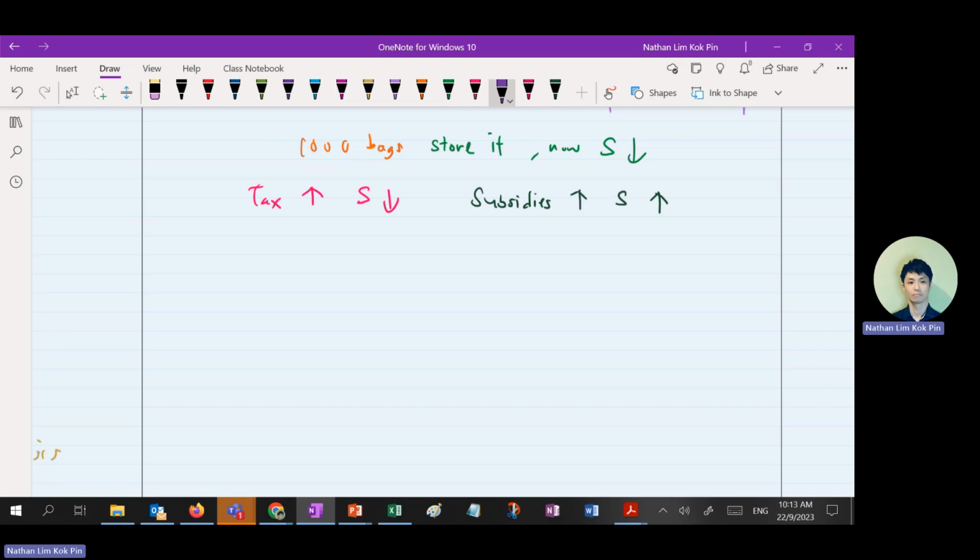However, having said that, sometimes our questions don't go like that. We will add one more word in front. Take note of one more word in the question, very important: removal. If we add removal of tax, what will happen to supply? Increase. If we add removal of subsidies, what will happen?